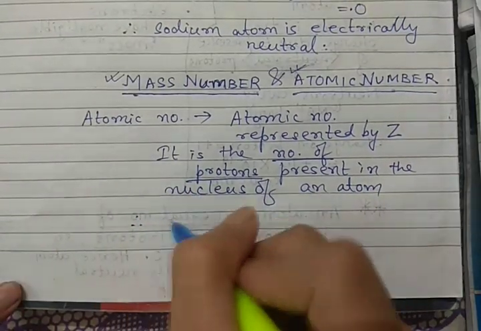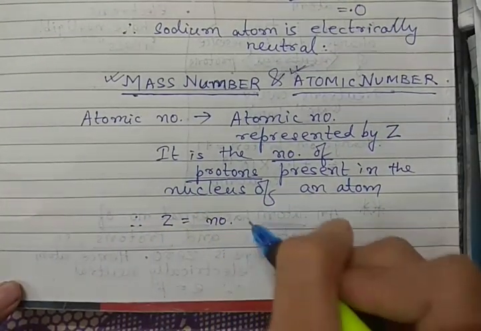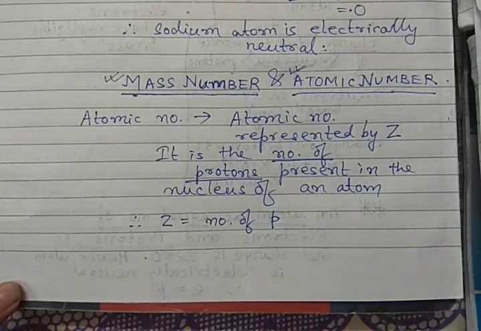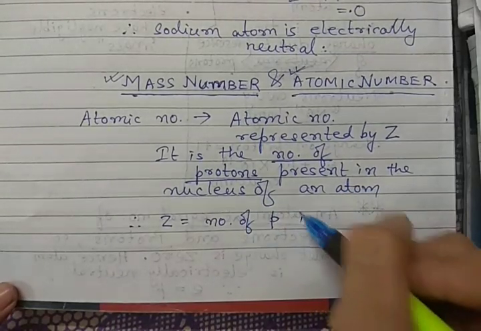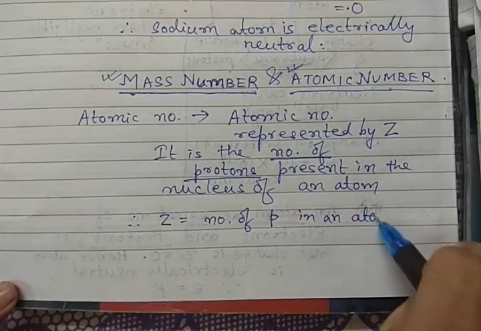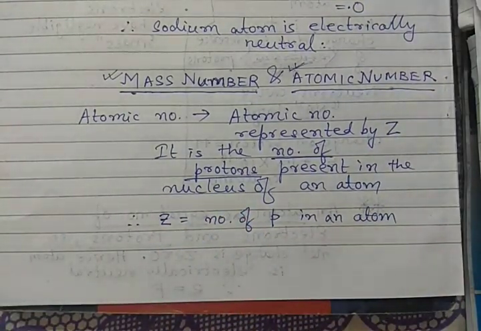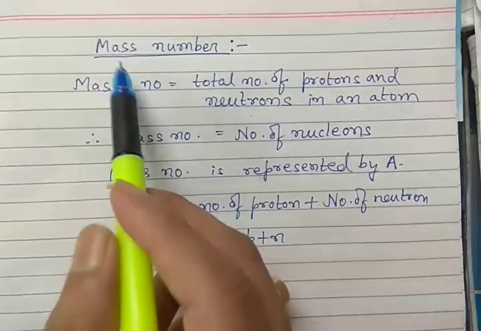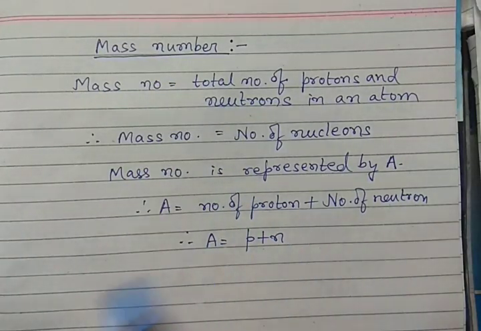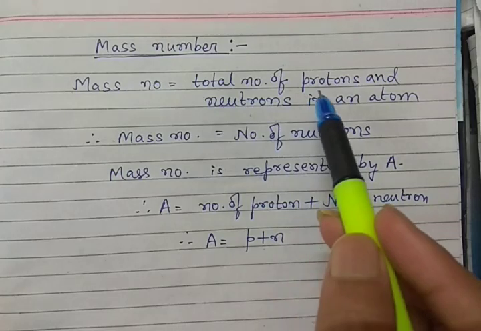Therefore we can write Z equals to number of P, that means number of protons in an atom. Clear? Z equals to number of protons in an atom. Clear? Okay, so moving to the next topic. The next topic is mass number. What is mass number? Mass number is the total number of protons and neutrons.